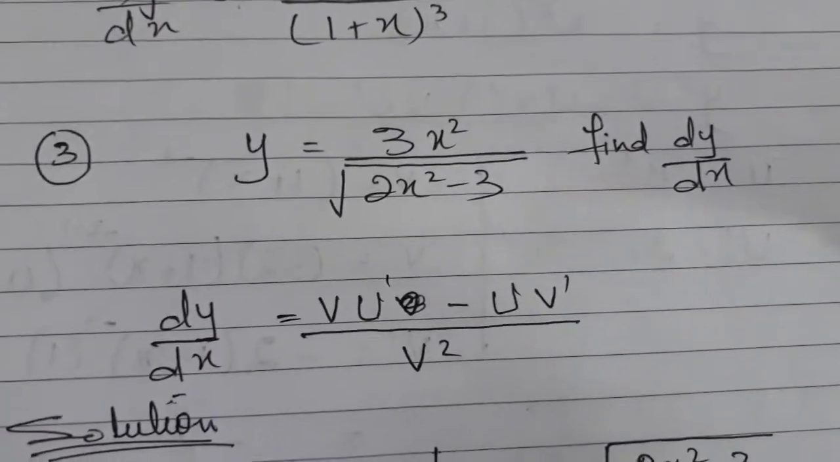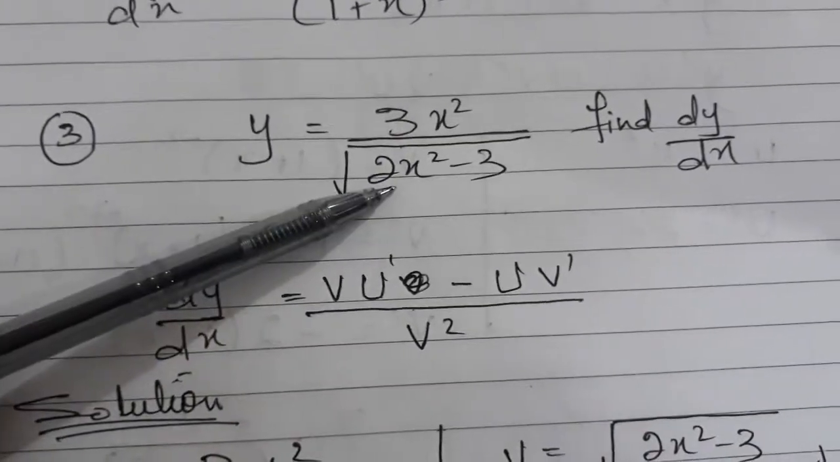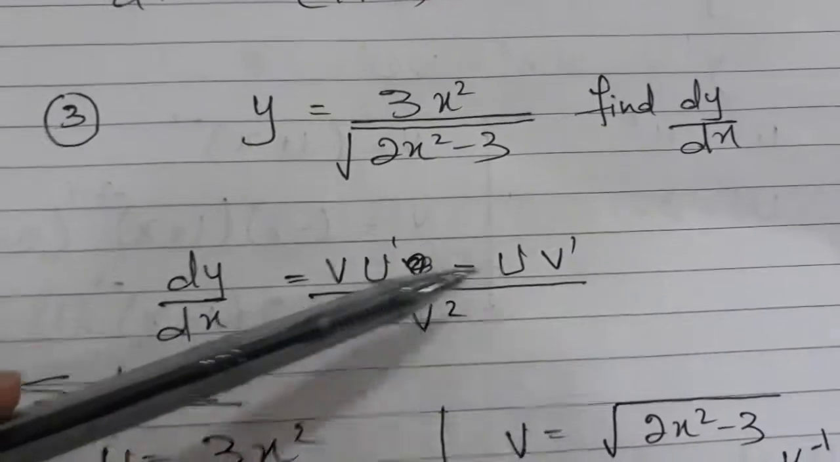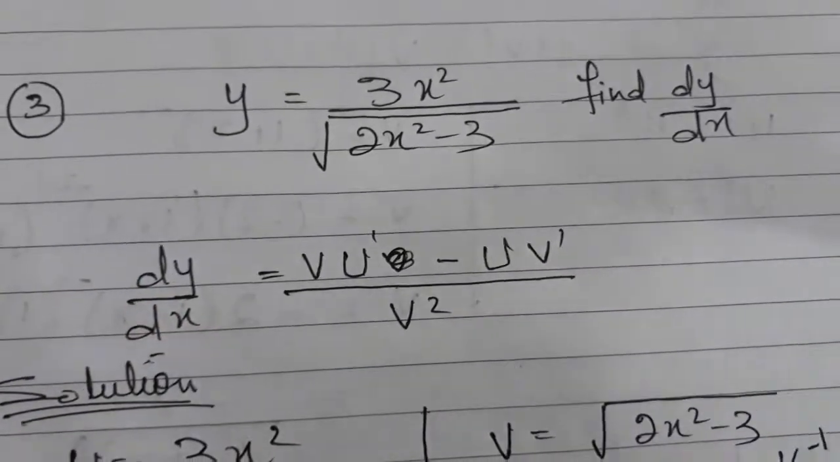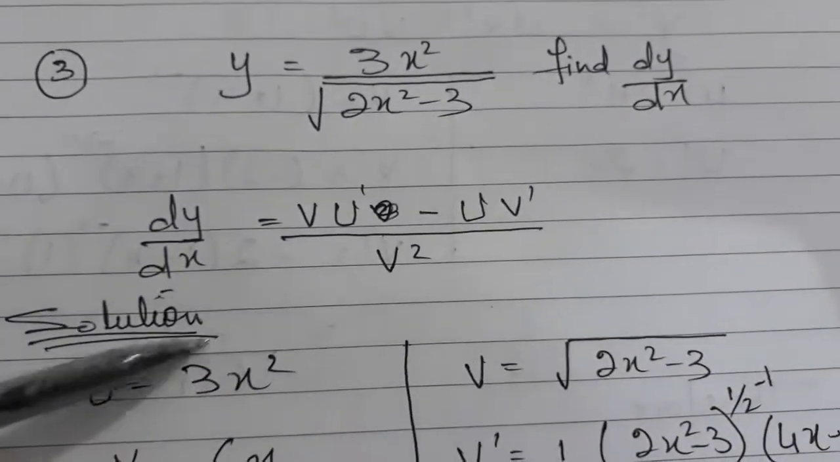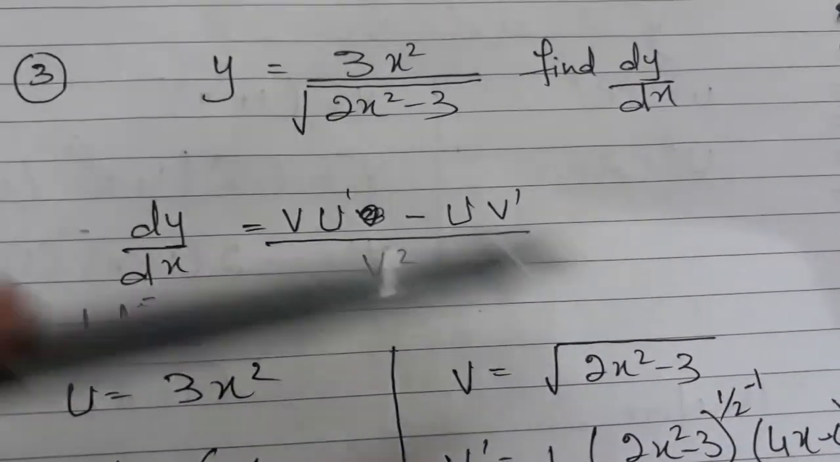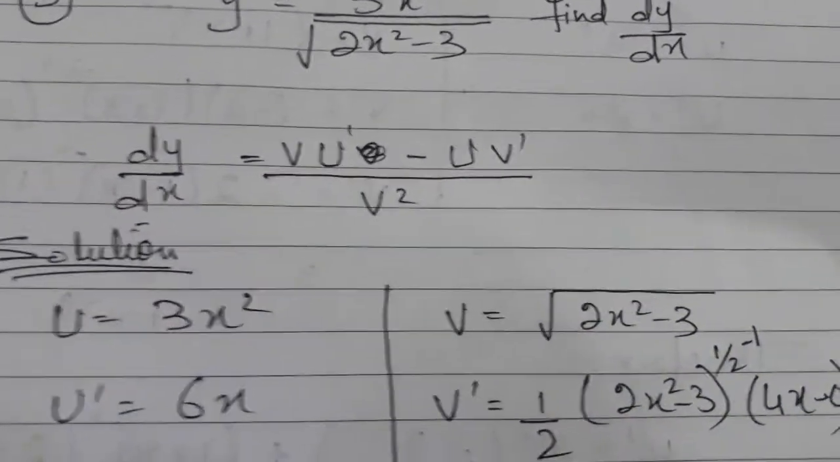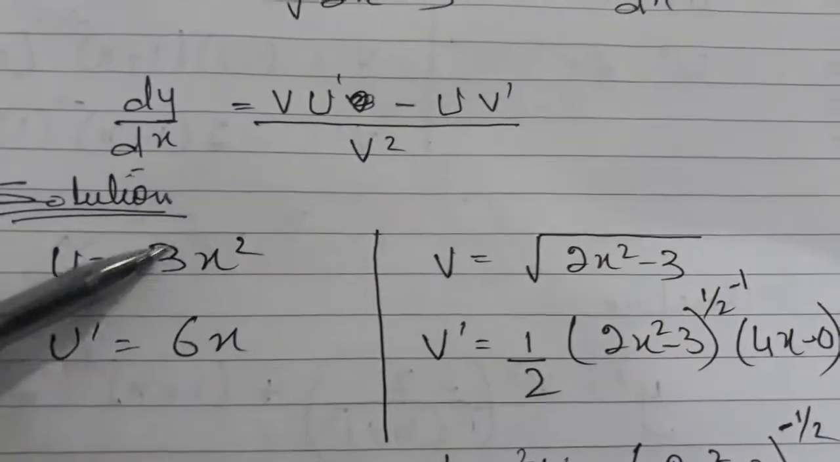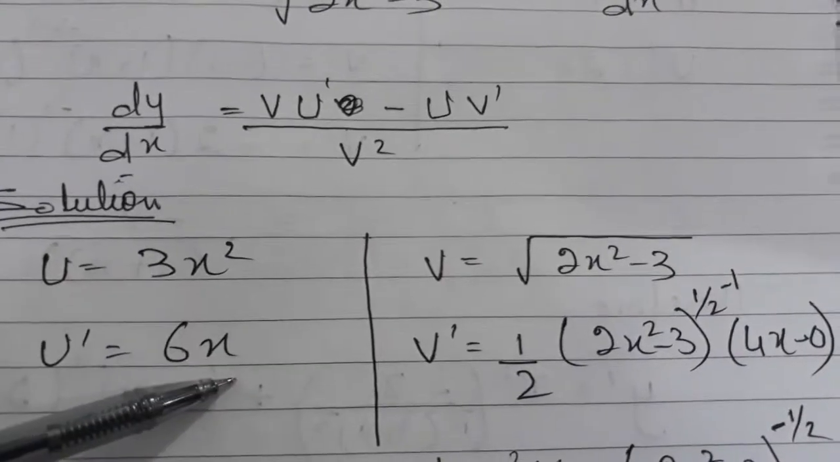So coming back to it, this is my u, this is my v, and this is my quotient formula: (v u' minus u v') over v square. Okay, so I am writing my u and v here. Here is the u and here is v, and I will differentiate it. So 2 3s are 6, 2 minus 1 is 1.